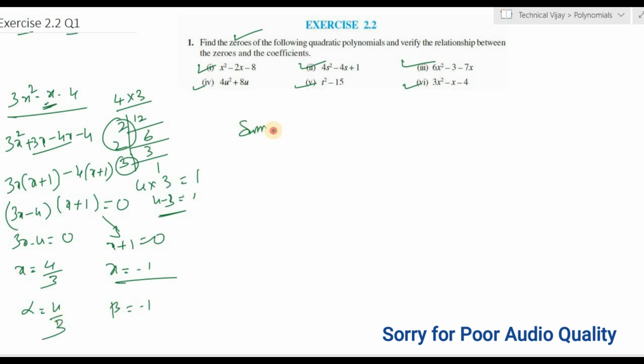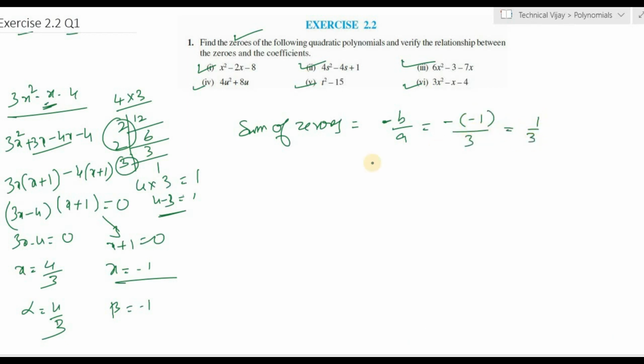So here the sum of zeros is equal to minus b by a. Here b is minus 1, so minus of minus 1, and a is 3, so this is equal to 1 by 3. The product of zeros is equal to c divided by a. c is the constant term, minus 4 divided by 3, so this is equal to minus 4 by 3.